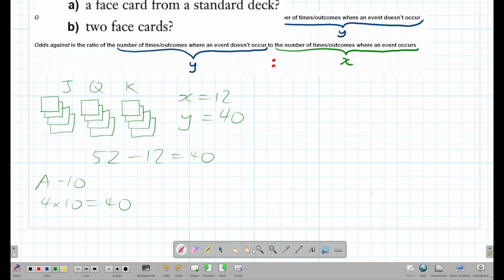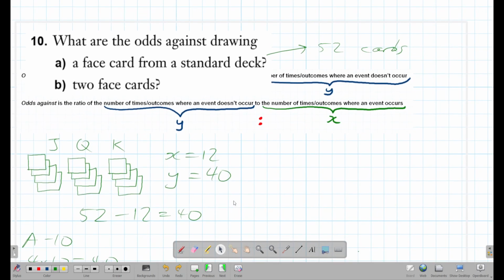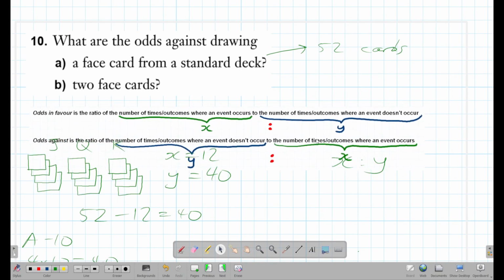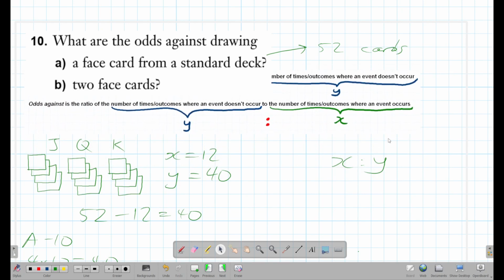So you put these in a ratio, and this time the order does matter, because if you put the ratio as X to Y, you're calculating the odds in favor. We want the other way around. We want Y to X. So we're going to put the 40 first, and then the 12 after it. So this will be 40 to 12. And if you simplify this, it will give you 10 to 3. And the book says the same thing. Yes, it does. Fantastic.